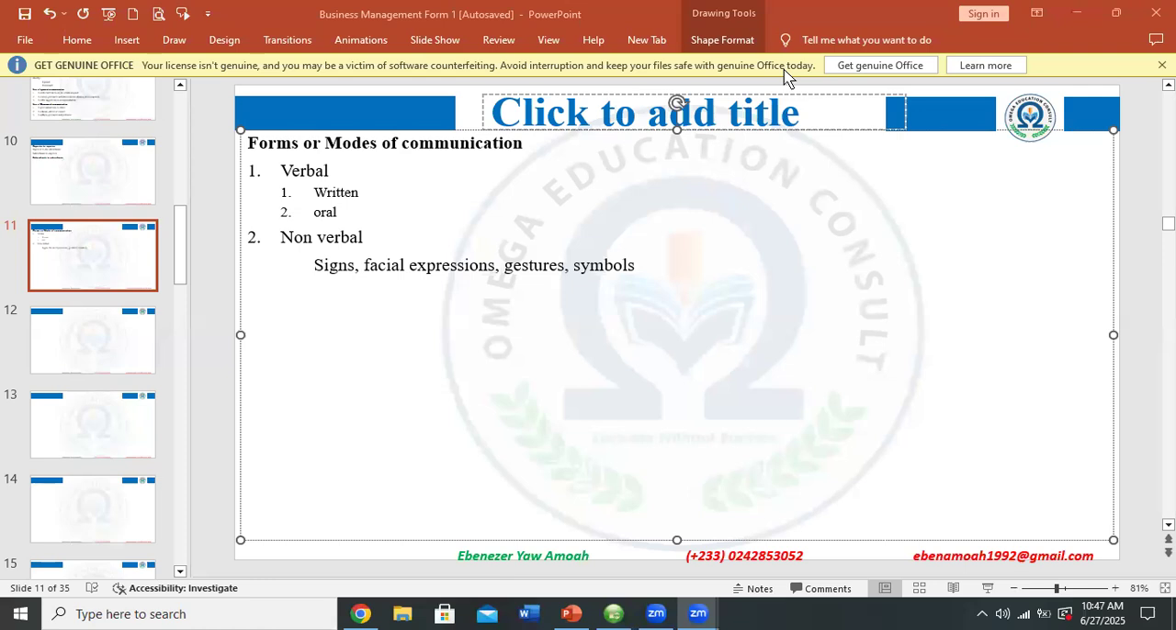So, professors, we are on the forms or modes of communication, and as you reckon, I just introduced to you that you could choose the verbal or you could choose the non-verbal, right? I think it makes sense. Verbal means we are going to use words, but then the words can be written or it can be spoken, that's oral. Okay, so now let's pick the verbal, define it, and look at the specific details.